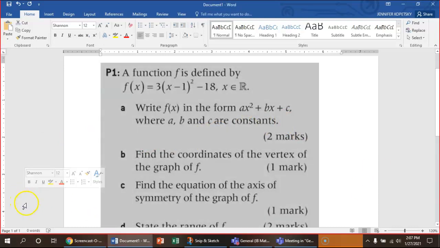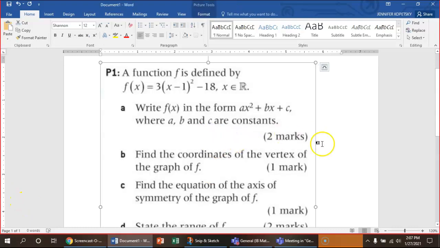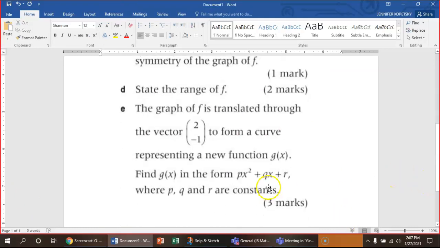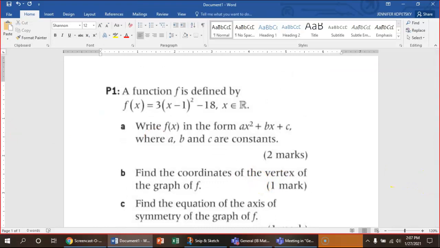Would C be negative 18? No. Dang it. I know, that's a really good assumption. I like that you're thinking it, but that is not correct.